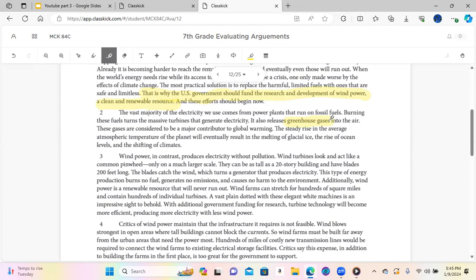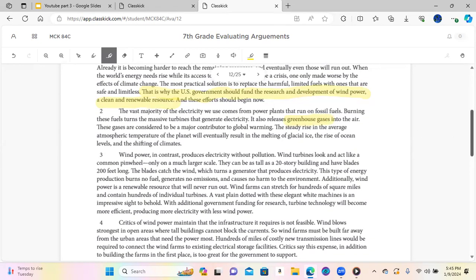These are gases that are very bad for the air, such as carbon dioxide, methane, nitrous oxide, hydrofluorocarbons. And these are the gases that help to cause global warming, making the earth become warmer because of this blanket of gas that is built up in the atmosphere. So these gases are considered to be a major contributor to global warming, as I said before.